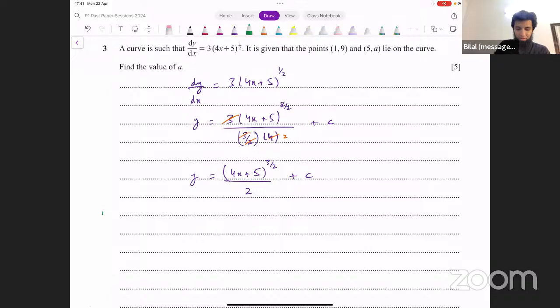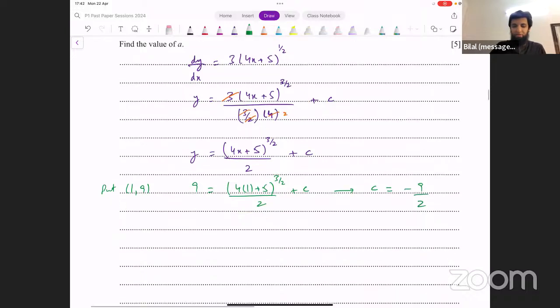Let's put that point here. Put the point 1 and 9. What does that give us? That gives us 9 equal to 4 into 1 plus 5 whole raised to the power 3 over 2 divided by 2 plus c. Please make sure that you do this calculation with me. Let me know what the value of c turns out to be. What's the value of c that we get? 9 raised to the power 1.5 divided by 2. 9 minus the answer. Is it minus 9 over 2? Yeah, so minus 9 over 2. That's the value of c that we get from this.